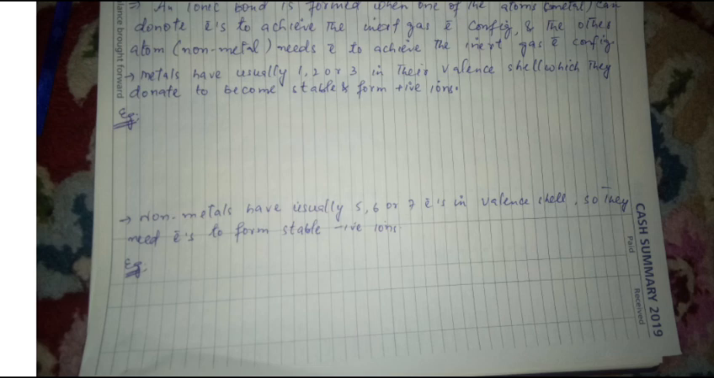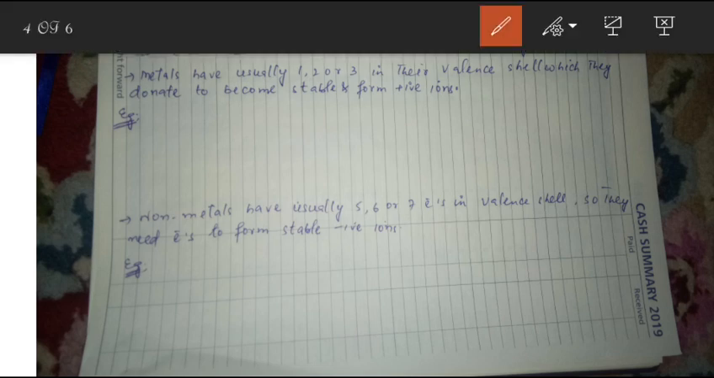So both metal as well as non-metal are unstable and both need to achieve stability. They need to achieve the nearest noble gas configuration. That is why they react with each other. So here these are the important points.